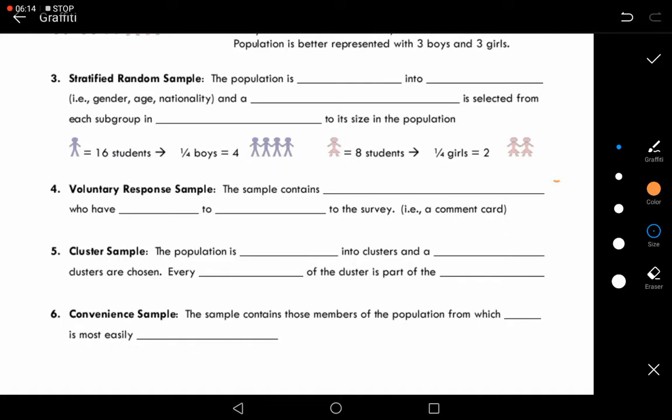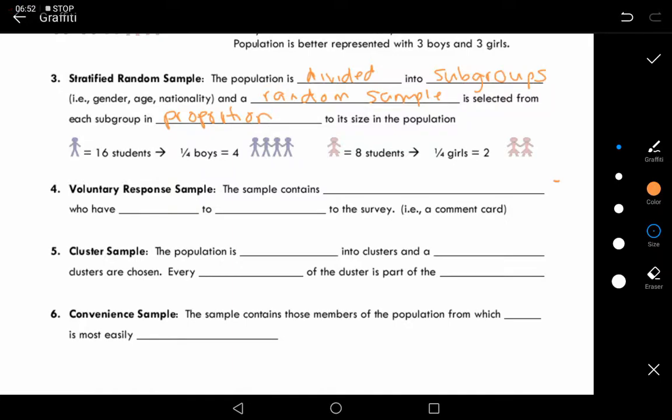Okay, the third sampling technique is called stratified random sample. So with this one, the population is going to be divided into subgroups, based on maybe gender, age, nationality, etc. And from there, a random sample will be selected from each subgroup in proportion to its size. In proportion to its size in the population.